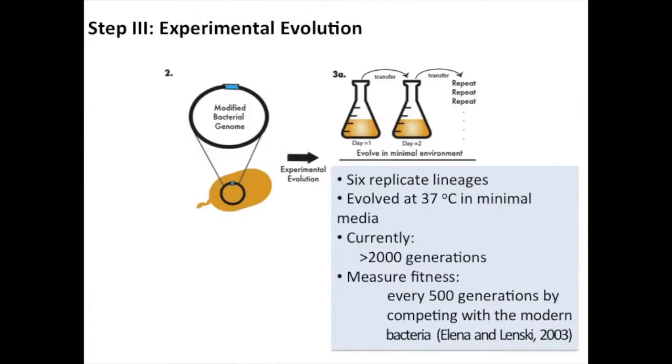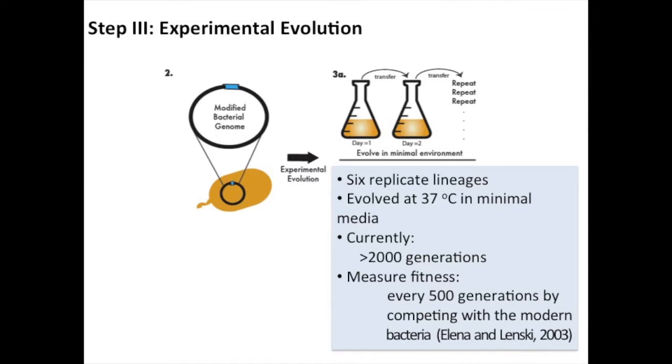Okay, so this is done in 6 flasks. They're evolved at 37 degrees in a minimal media, which is fairly common for particular types of studies with E. coli. And we're currently at over 2,000 generations. This minimal media only allows 6.6 generations to occur each day. So you can do the math there to how long this has been going on. Every 500 generations, we do a competition assay whereby we can determine what the fitness is of the evolving strains.